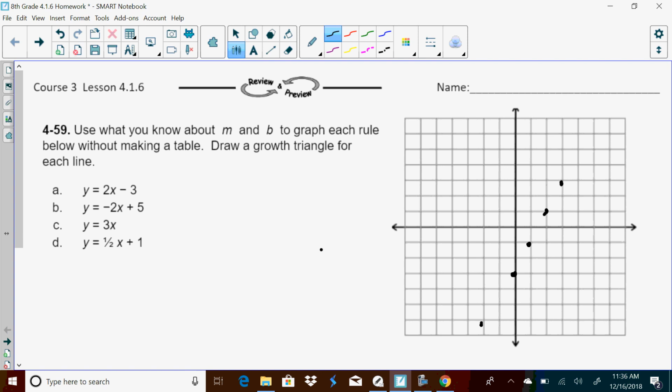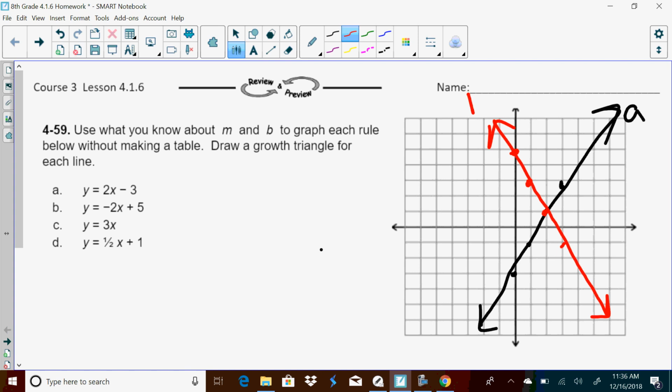So then I draw my line. So this was part A. B, it's a negative 2x plus 5, so it's going to start at positive 5. 1, 2, 3, 4, 5. So it's going to go down 2 and over 1. That's where B is going to go.